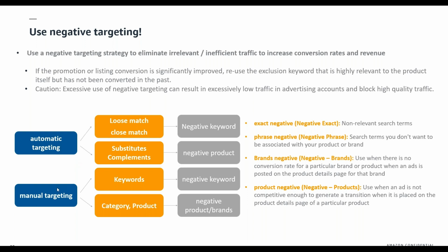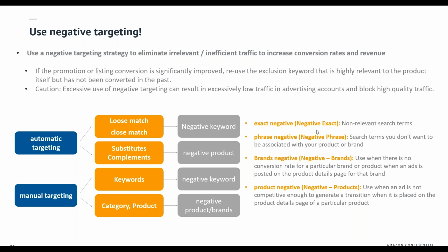So when it comes to automatic targeting, we have again keyword match types, right, which is loose match and close match. So here we can implement negative keyword, right? And then we can also implement negative product for your substitutes as well as your complements. And when it comes to manual targeting, you can actually do negative keyword targeting or negative product or brand targeting as well. So when it comes to keywords, we can think of it as how narrow and how broad, right?